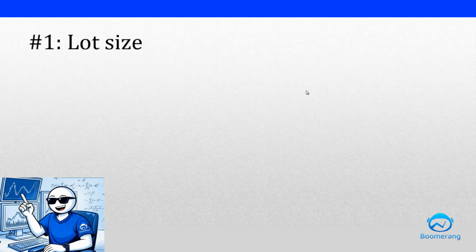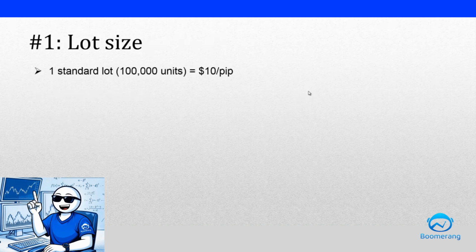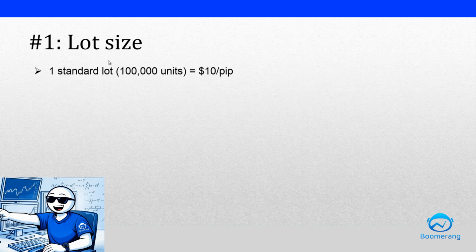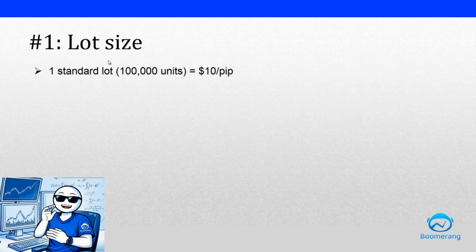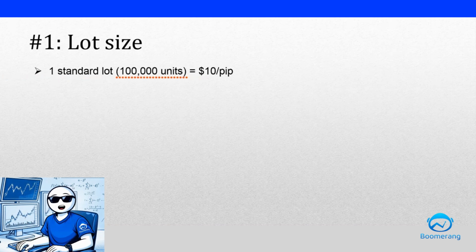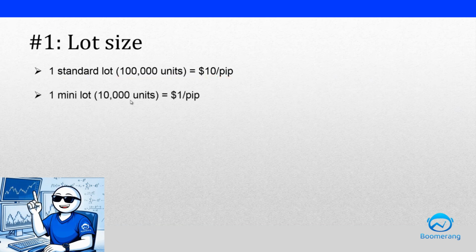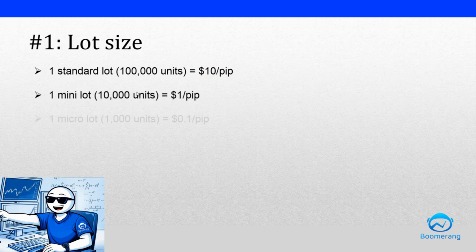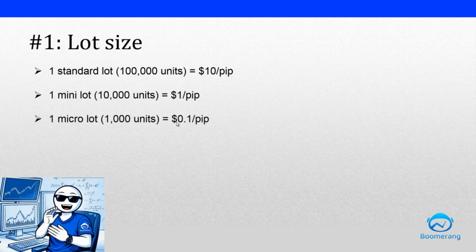So let me explain. Number one, the lot size. As you know, in the Forex market, there are different lot sizes: standard lot, mini lot, etc. One standard lot is equivalent to 100,000 units and it's worth $10 per pip. One mini lot is 10,000 units and it's worth $1 a pip. And one micro lot is 1,000 units, which is 10 cents per pip, or $0.1 a pip.